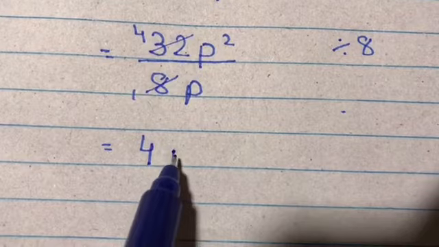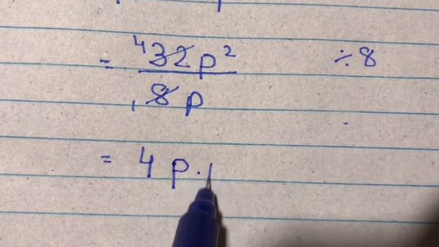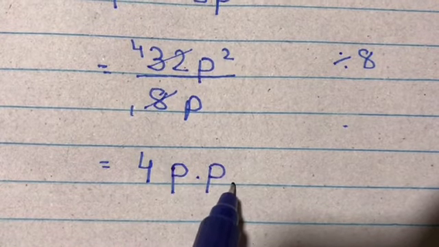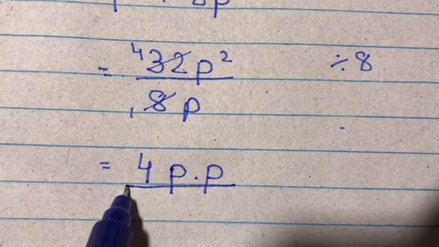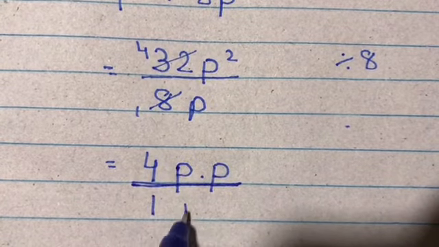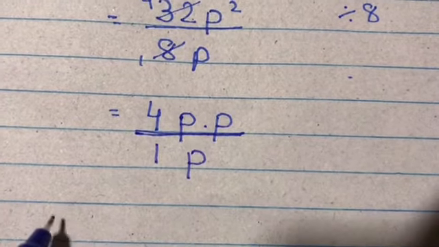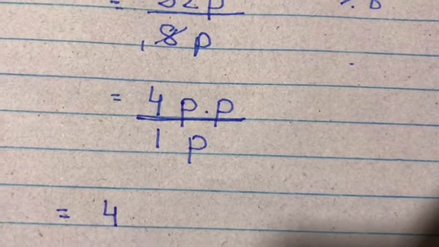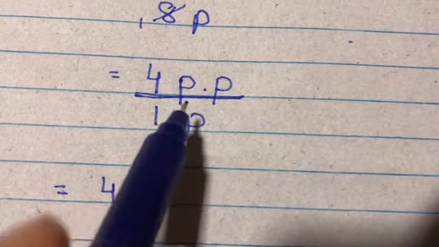So 4p dot p, right? You can also put a 4 multiplied by, but it's the same thing, right? 4p means 4 multiplied by p over 1p. Correct? Now time to reduce the letters. We have done with the numbers. Now we are going to reduce the letters.